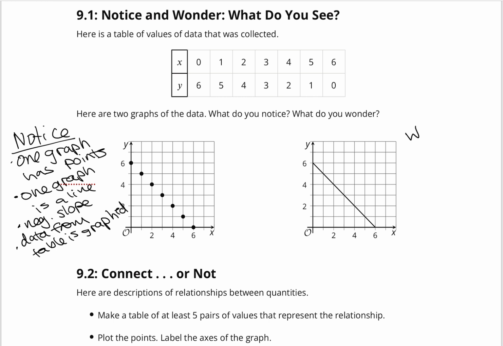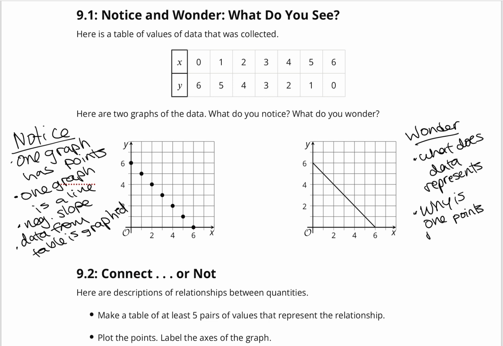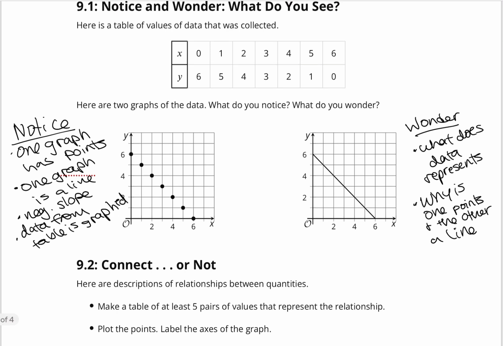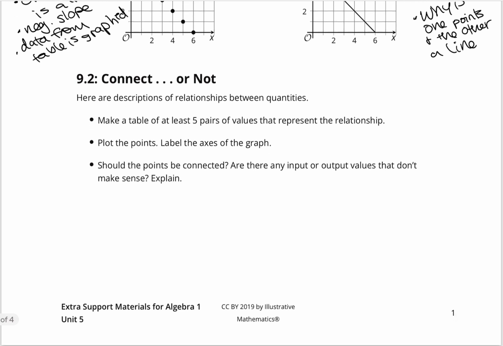And then for wonder, I wonder what the data represents. I wonder why one is points and one is a line. I wonder if it's the same data, but maybe it represents two different things, two different situations. So I'm wondering what that could be. That pretty much covers Activity 1. Think about if there was anything you noticed or wondered that I did not pick up on.